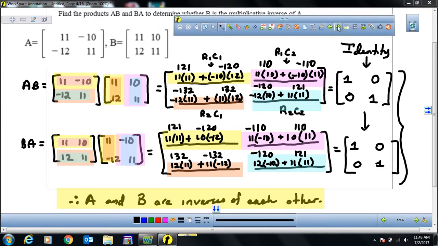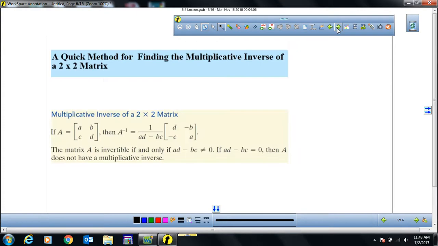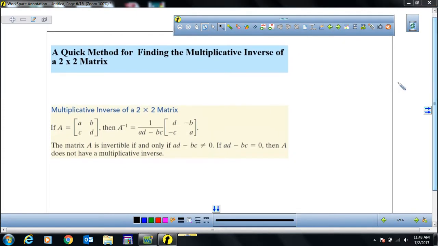Now, let's go through the process of how we find the inverse given any of these matrices. So if I had given you A, how could you find me B, the inverse of A? I'm going to show you that. The process, there are two different ways of doing it. First of all, we're going to start with a quick method for finding multiplicative inverses only of 2 by 2 matrices. This method that I will show you right here doesn't work if the matrix is 3 by 3 or higher.